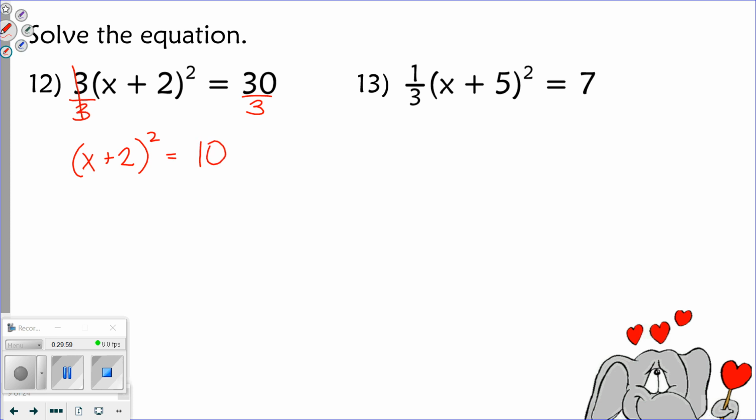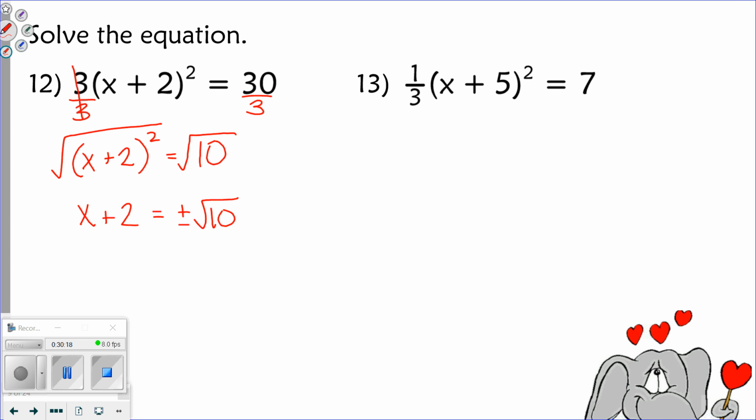Now am I ready to take the square root? Yep, my squared part's by itself. So square root of both sides. So x plus 2 equals, good, plus or minus square root of 10. I can't simplify that, right? There's nothing I can do with a 10.